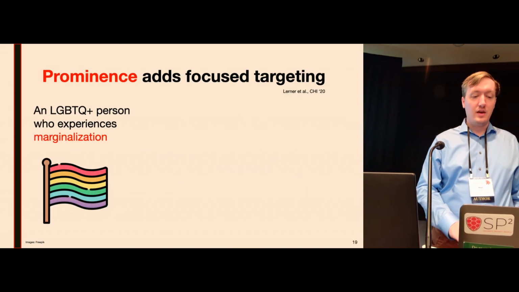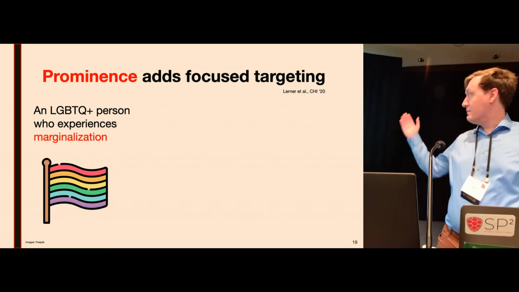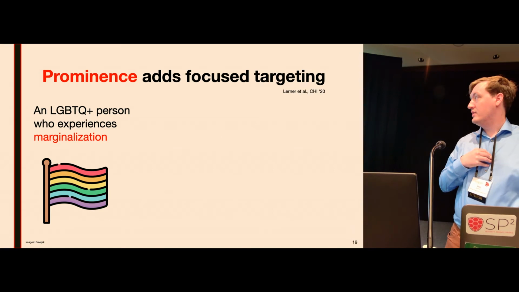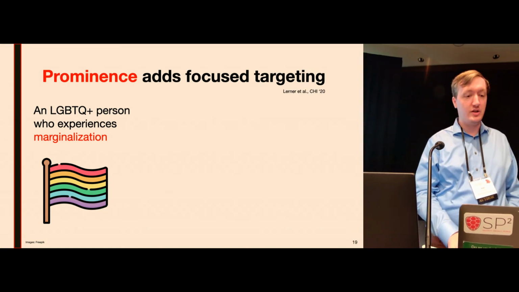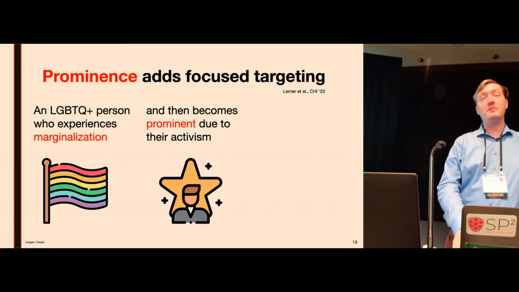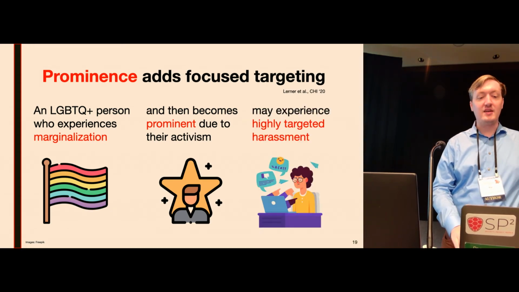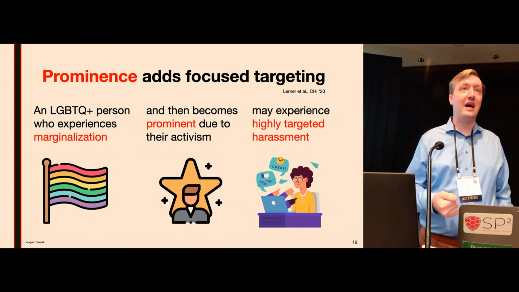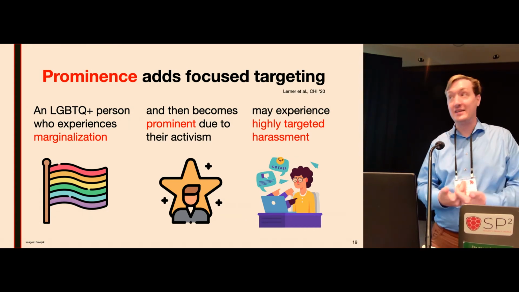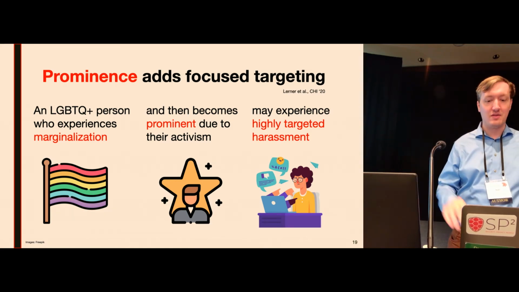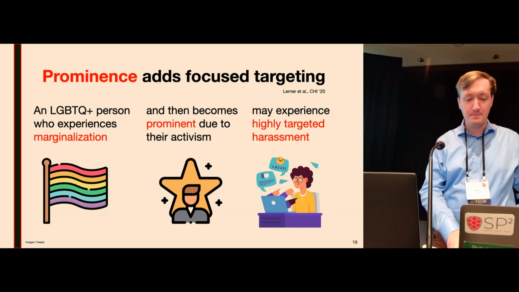So, an example from Lerner et al. from Kai 2020 is that an LGBTQ person who experiences marginalization and maybe harassment as a result, who then becomes prominent due to their activism, might experience much more highly targeted harassment as a result of those two factors interacting with one another, creating a sort of new experience that is outside either one of those individually.